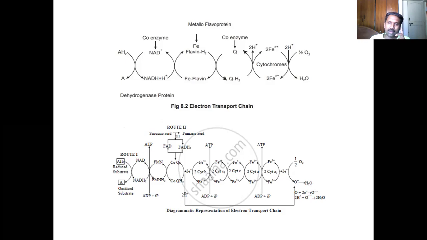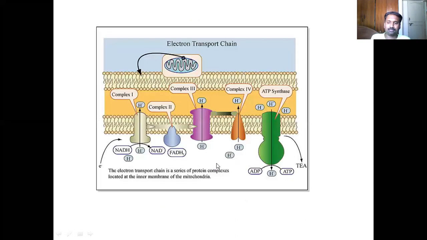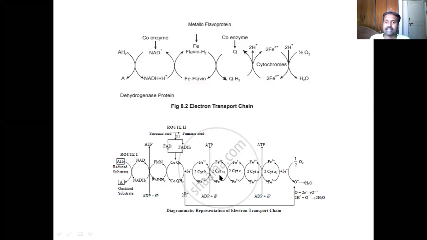So complex 1 is called the NADH dehydrogenase complex, and its cofactor is FMN, flavin adenine mononucleotide. And complex 3 is also called the cytochrome BC1 complex. What are the cofactors? They are cytochromes. So what are the cytochromes?